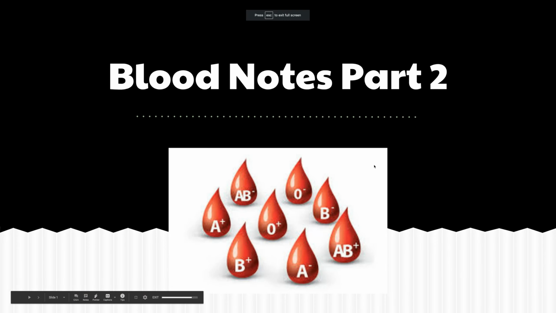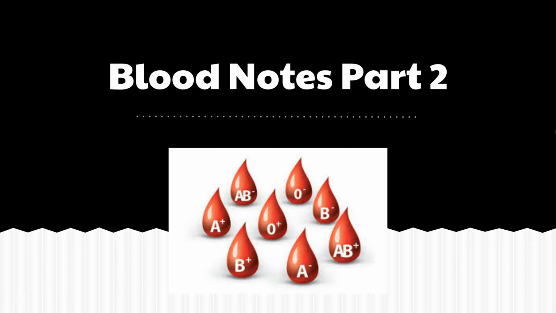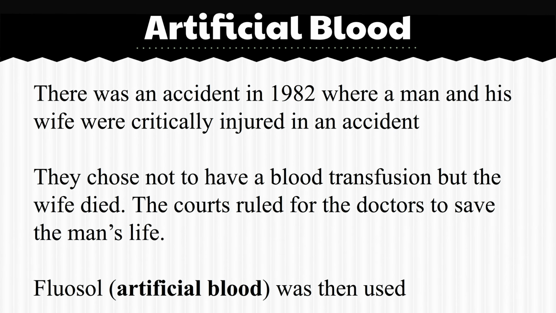All right, Bio 20, here are your notes on blood part two. We already went over the components of blood, talking about the red blood cells, the white blood cells, platelets, all of those things. Now we're going to look more at blood types and so on, starting with artificial blood.